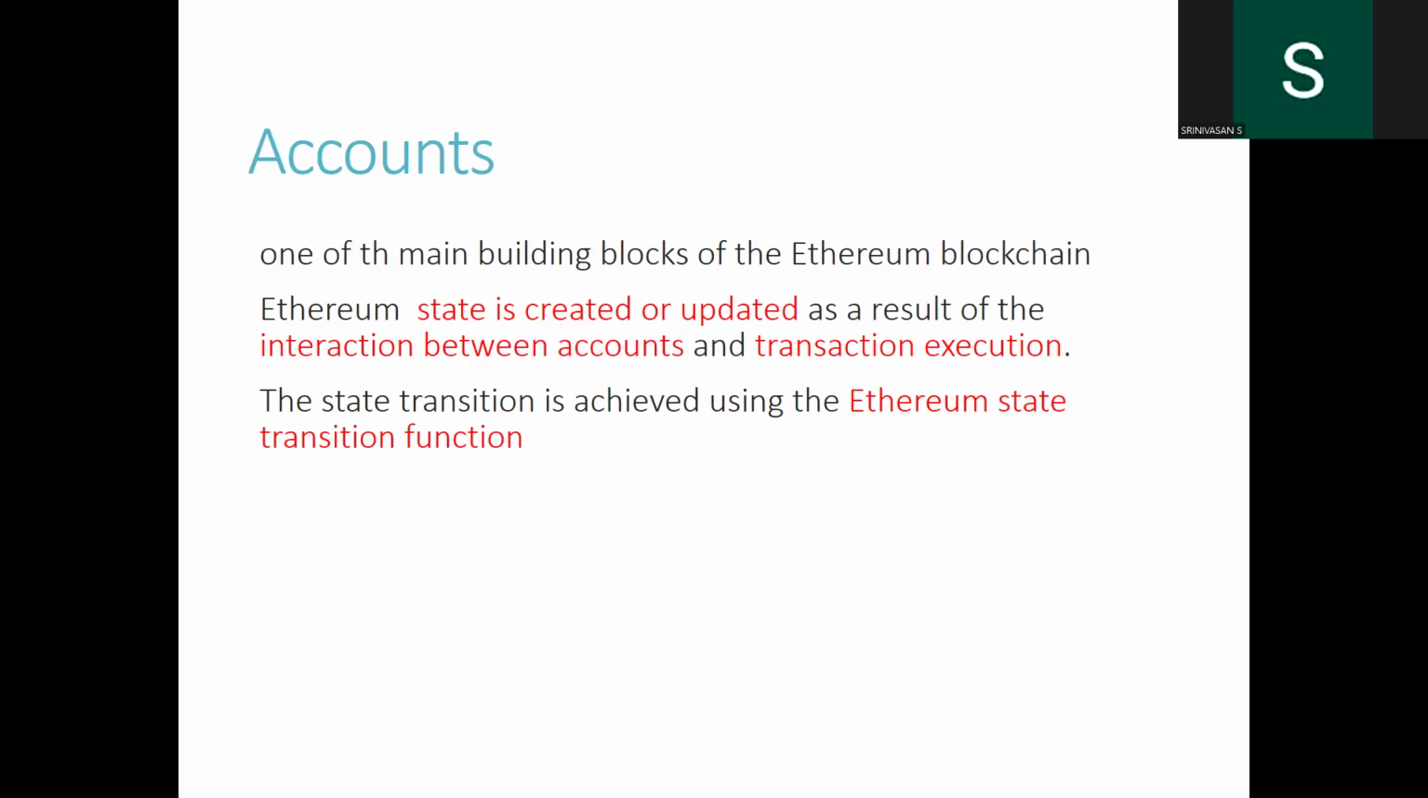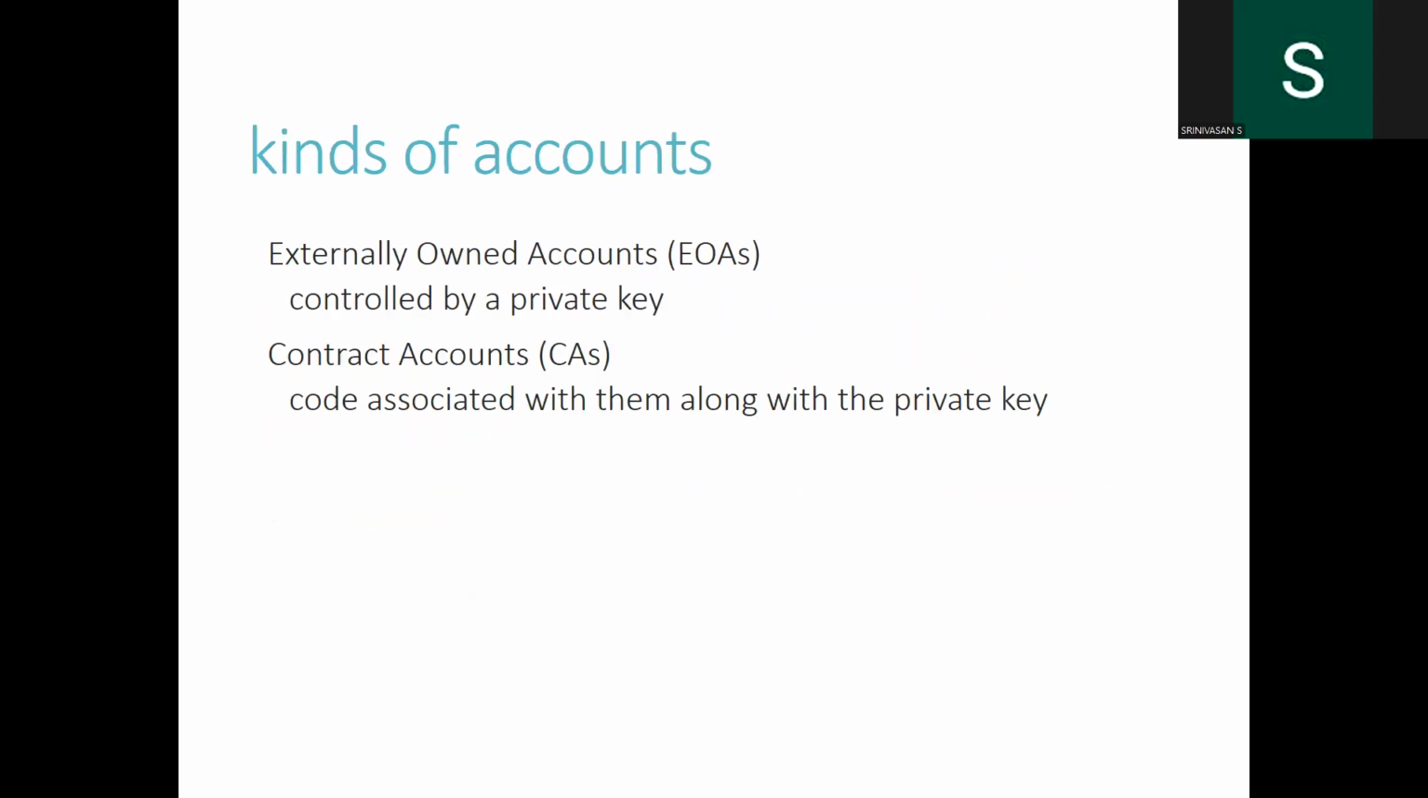The account is another important building block of the Ethereum blockchain. Ethereum state is created and updated as a result of the interaction between accounts and transaction execution. That state transition is achieved using the Ethereum state transition function. In the Ethereum network, we can find two types of accounts. One is externally owned accounts, EOAs, which are controlled by the private key. Another one is contract accounts, which have code associated with them.